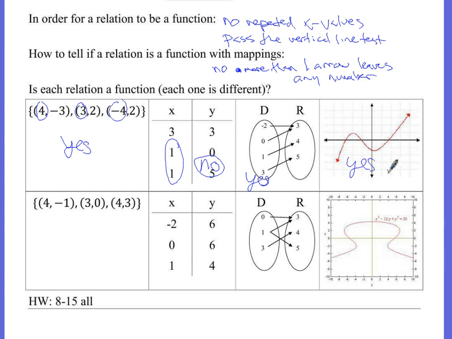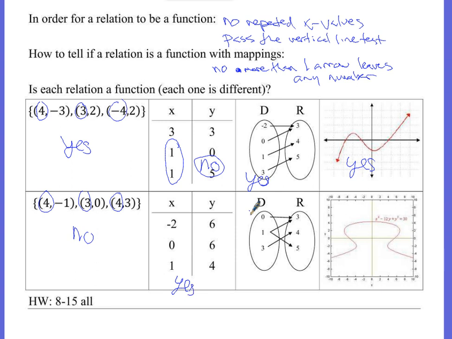How about the second set of ordered pairs? No, because we're looking at the x and we see a 4 repeated in the x value, so this one's no. Notice that I don't care at all about the y values to tell if this is a function or not. How about in this table? This is a function. Even though I have repeats here, that's okay. The answer is yes here.